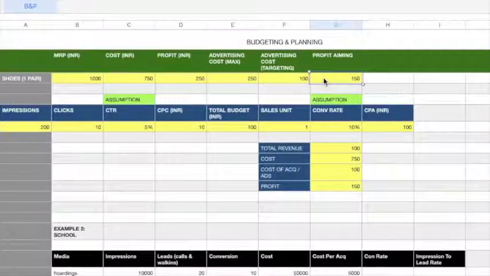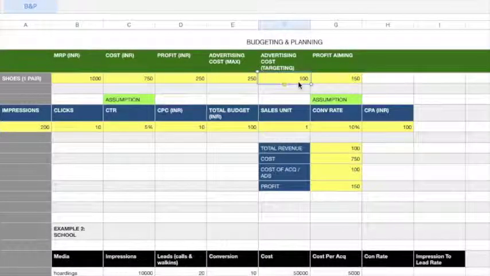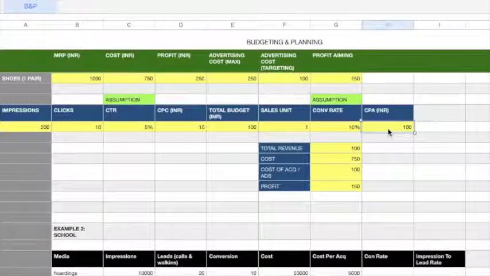Now from this above chart, we know that our advertising cost that we're targeting is $100 per acquisition. We could also put 250, but in which case we will neither be in profit nor in losses. So either way, right, up to us. So we can put 100 rupees here. Now we have to do some assumptions. So we are assuming that out of 100 people who land on our website, 10 are going to buy my product. Okay, so which is 10%. So I'm going to put 10% here.